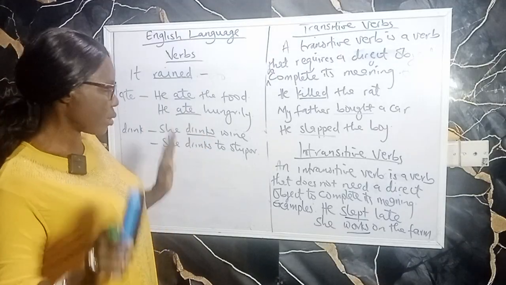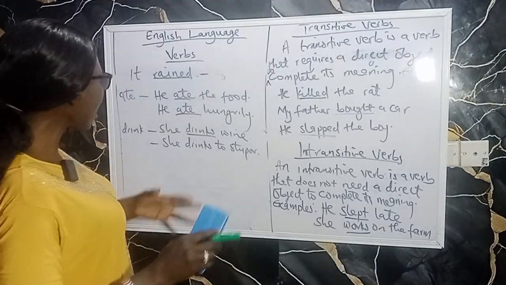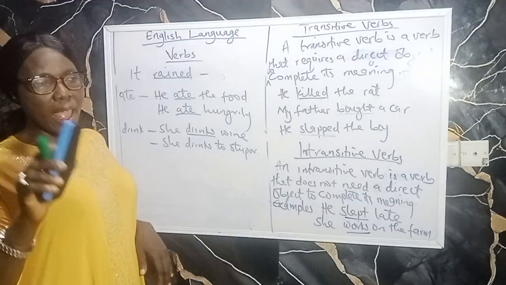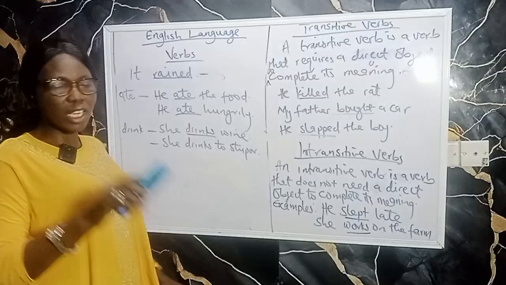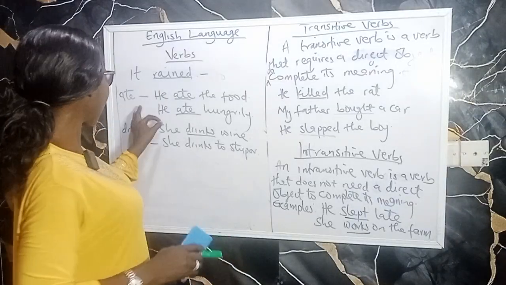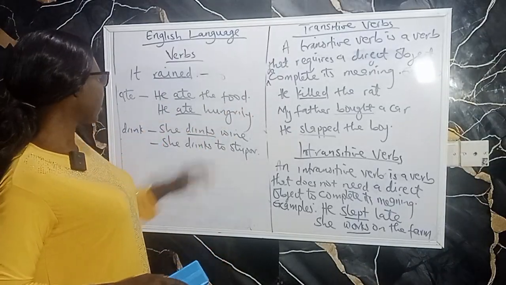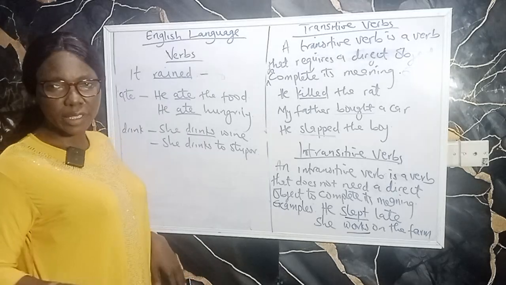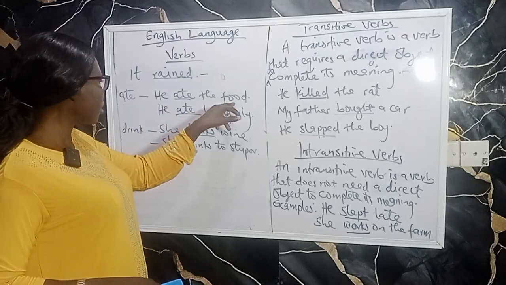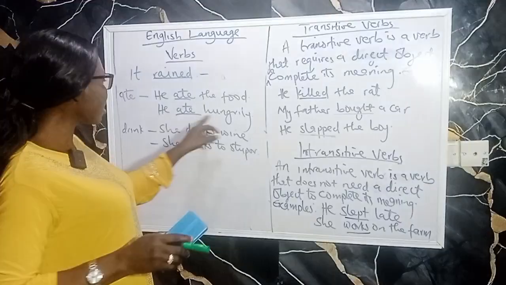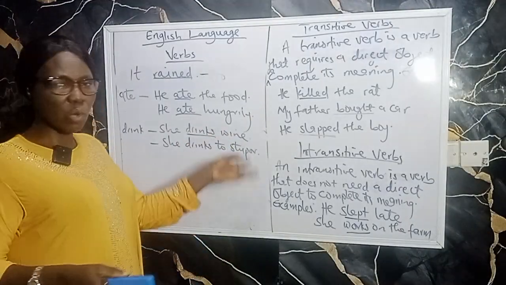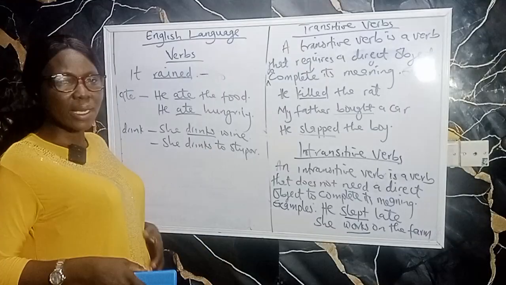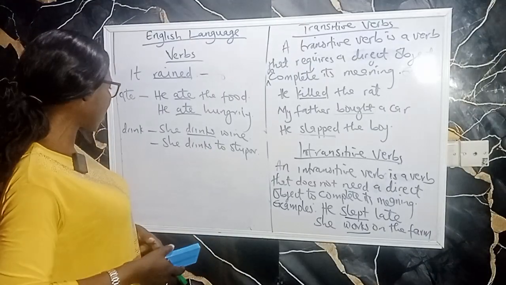And we also said a verb can function as a transitive and, at the same time, function as an intransitive. We can see it here. He ate the food. He ate hungrily. He ate the food is transitive. He ate hungrily: ate here is intransitive. She drinks wine is transitive, because wine is an object, the receiver of the action.